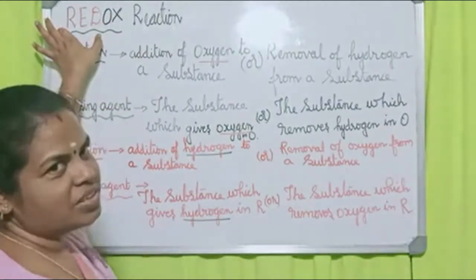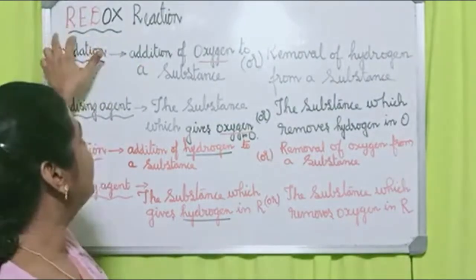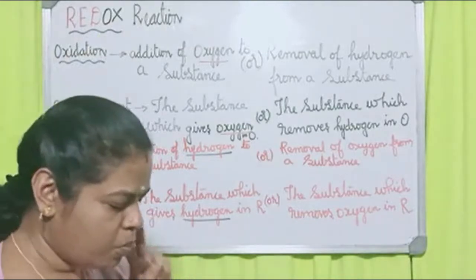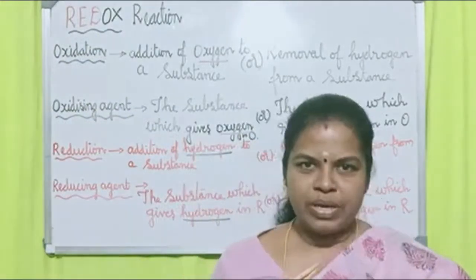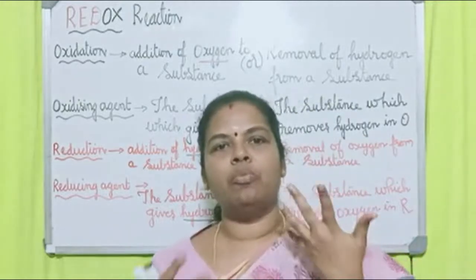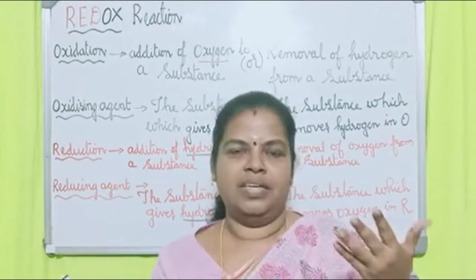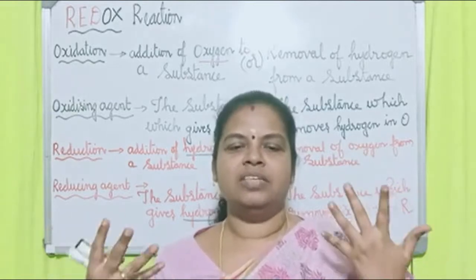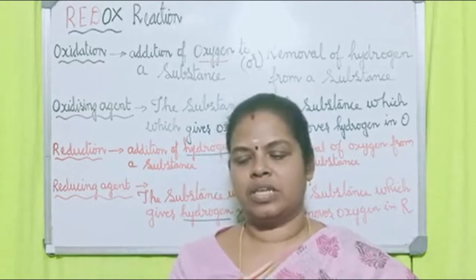Redox reaction. So, redox. This red is for reduction and ox is for oxidation. So, both reduction as well as oxidation take place in the chemical reaction simultaneously. They both are very close. They don't want to go apart. Both reduction and oxidation take place simultaneously in the reaction. That is called a redox reaction.